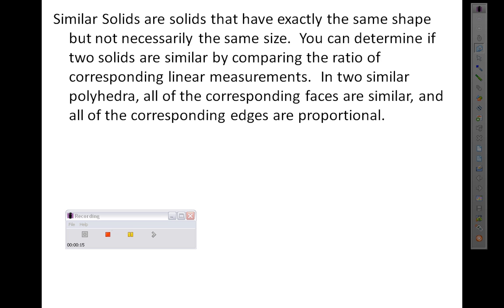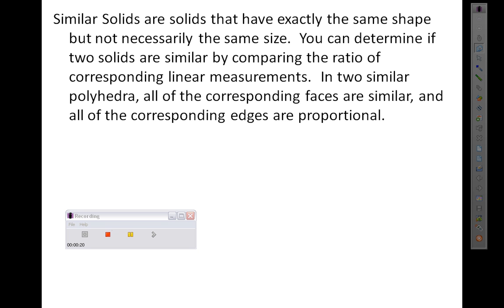So we've talked about similar figures before. We spent a whole lot of time on similar triangles, and then we spent a whole chapter on similar figures as well. So this is kind of an extension of those sections. So as you can see, what we already know about similarity: they're going to be the same shape, but not necessarily the same size.